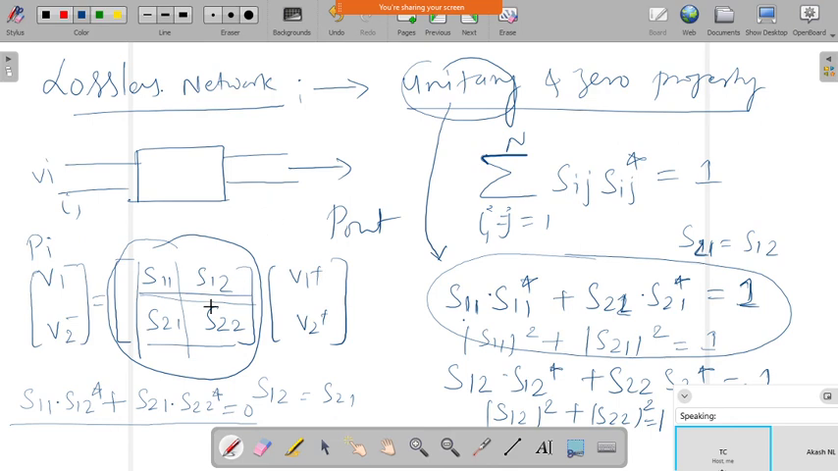Now if I impose the reciprocity condition on this network, wherever we have S21, we can replace it with S12 and get the values. And also for reciprocal networks S11 equal to S22, and we can impose that here and get the equations.